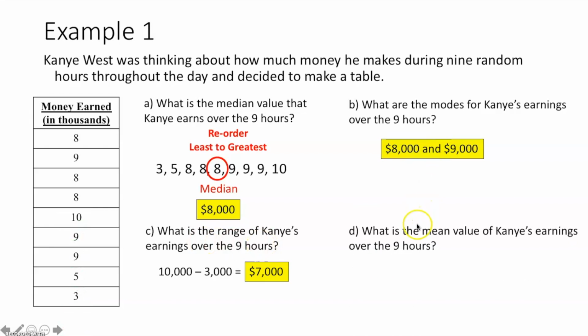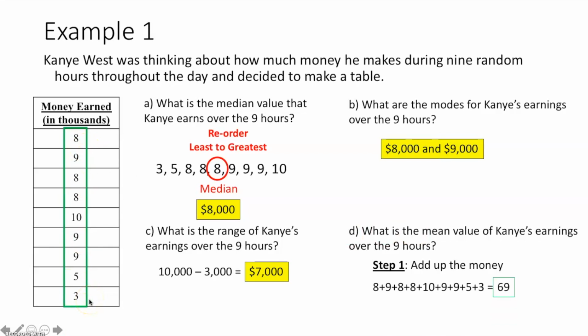And then what is the mean value of Kanye's earnings over these 9 hours? So what we're going to do to figure out the mean is you add up all the data points. So we're going to add up all of those numbers and we get 69. We then take all of those numbers added together and divide them by however many data points there are. So in this case, there are 9 hours, right?